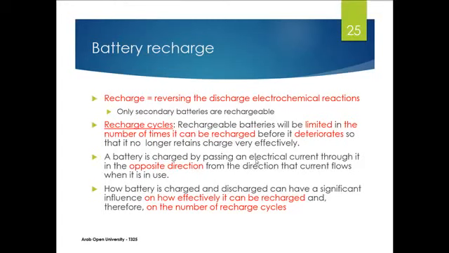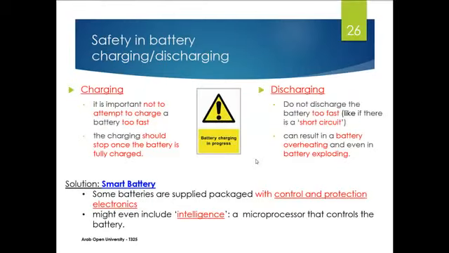It's very important to note that the way we are charging or discharging will have a significant influence on how effectively it can be recharged, and thus on the number of recharge cycles. So if we respect a number of guidelines while charging or discharging a battery, we can extend the lifetime of a battery.